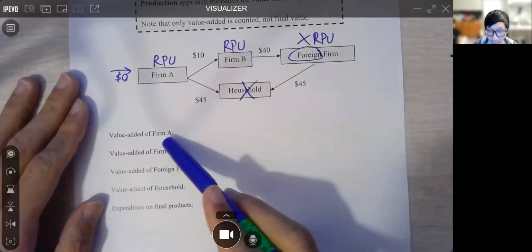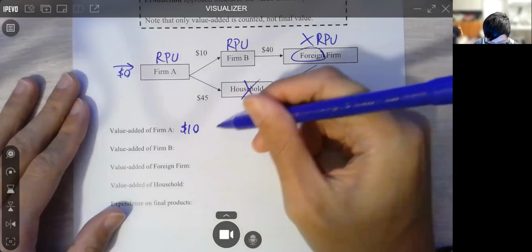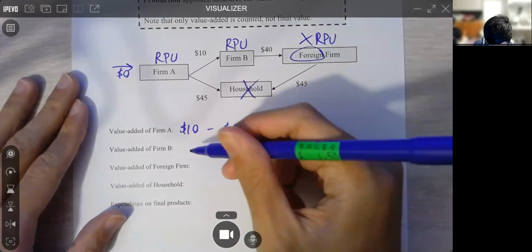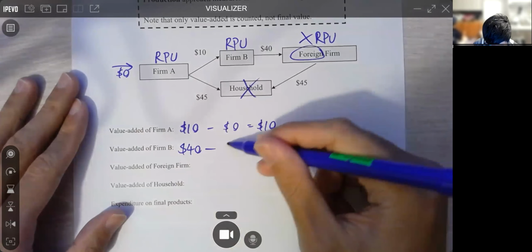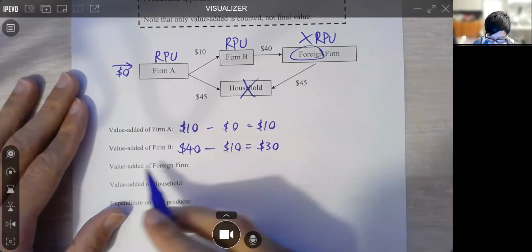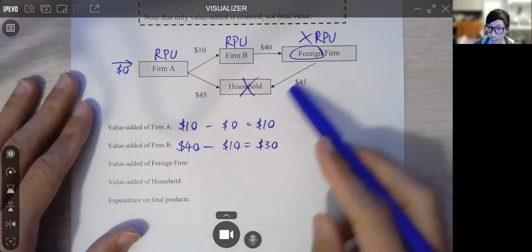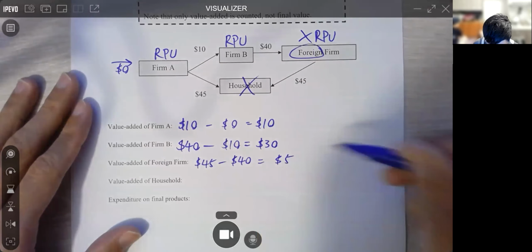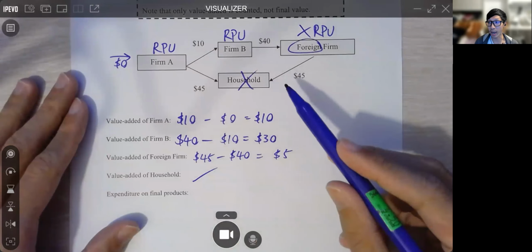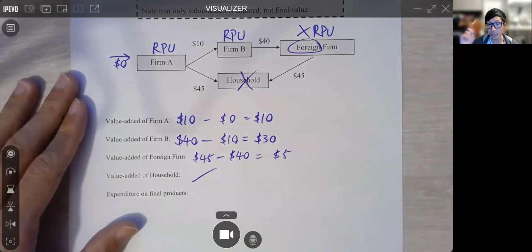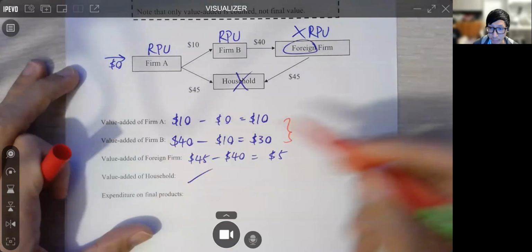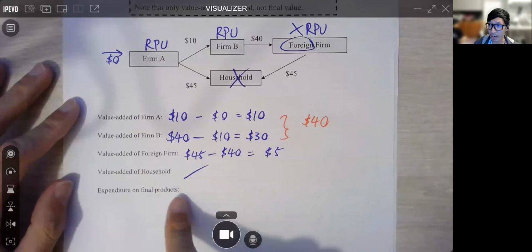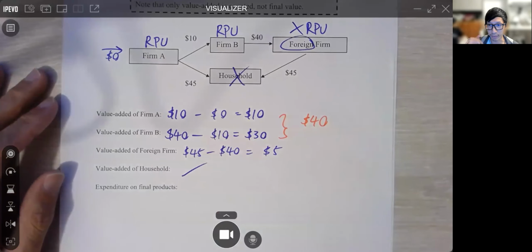Okay, so let's see the value added of firm A, output $10 minus input $0. That would be $10. What about firm B? Firm B here, output $40 minus $10 input. That would be 30. We don't care, we just calculate anyway. Foreign firm 45 output minus 40 input. That would be $5. And value added of household. No, there is no value added, right? Everything is input, no output. Okay, so the GDP value would just be firm A and firm B. So we know that would be $40 contribution to the GDP. Okay, now don't worry, we are coming back to this example after we are done with expenditure approach.